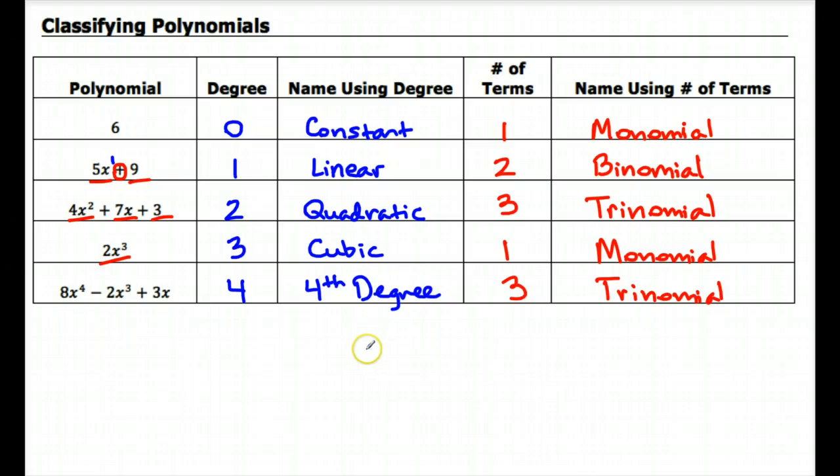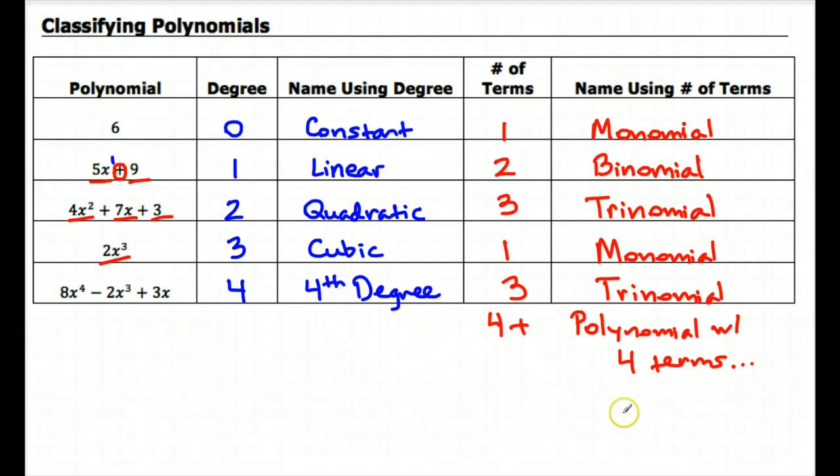Anything beyond three terms, kind of the same way we do the fourth degree right here. If you have 4 or more terms, again it's not very exciting, it's just a polynomial with that many terms. So for instance, if you had 4 terms, it'd be a polynomial with 4 terms. There's really no special name for it.